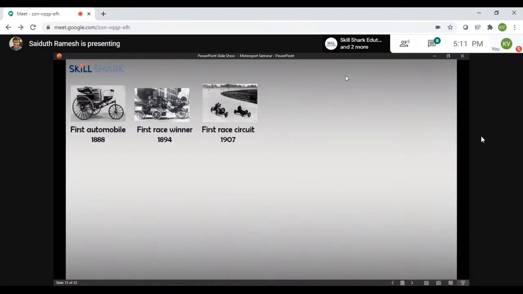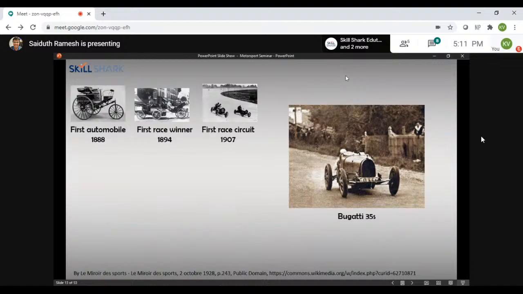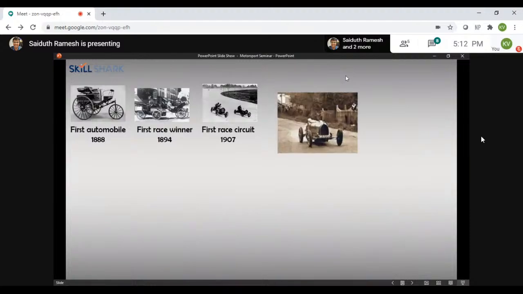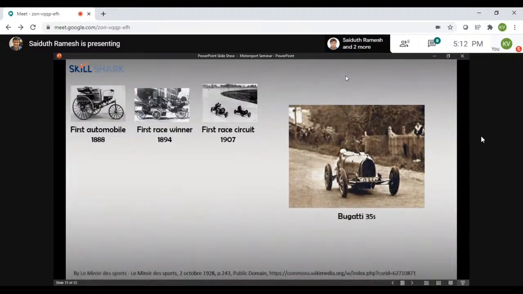Now, when did the actual real set of rules come into play? It came around the year 1928. What you see here is the Bugatti 35S, one of the first ever cars to win in this new formula, called Formula Libre, or the free formula. The only rules that restricted cars in this era were a set of safety rules.